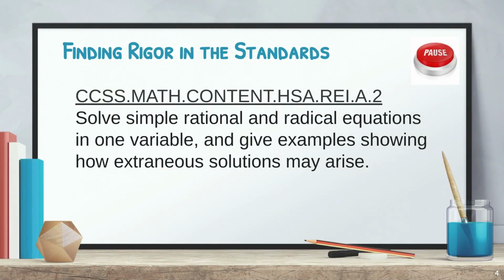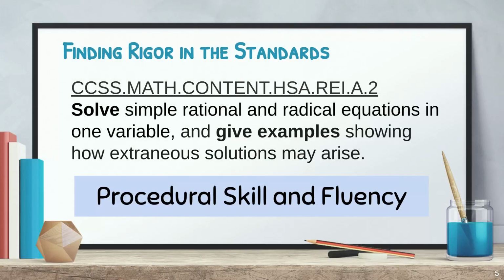Our first example is from the Reasoning with Equations and Inequalities domain of high school algebra. Take a moment to read the standard and identify the aspect of rigor being highlighted. Now is a good time to pause the video. The aspect of rigor being highlighted in this standard is procedural skill and fluency. In order to show mastery of this standard, there are specific skills that are listed that students are expected to demonstrate mastery of.